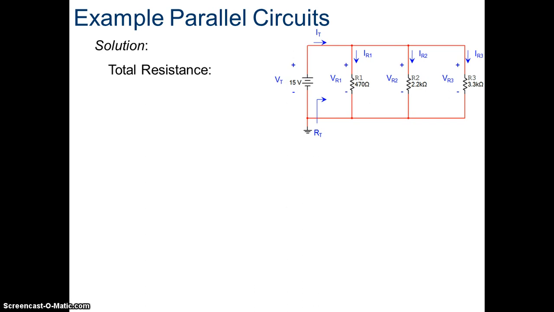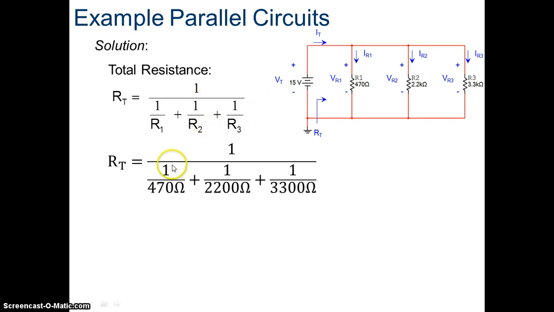What is unknown is the RT, and what is known is our R1 is 470 ohms, our R2 is 2.2 kilo ohms, or 2200 ohms, and R3 is 3.3 kilo ohms, or 3300 ohms. So we use our equation, which is RT equals 1 over R1 plus 1 over R2 plus 1 over R3. Once we plug in those values, we can sub and solve. I would find each of these individual ones on the bottom first, then add them all together in your calculator, and then do 1 over that answer. Once you do that, you should get around 346 ohms, or rounded to 350 ohms.